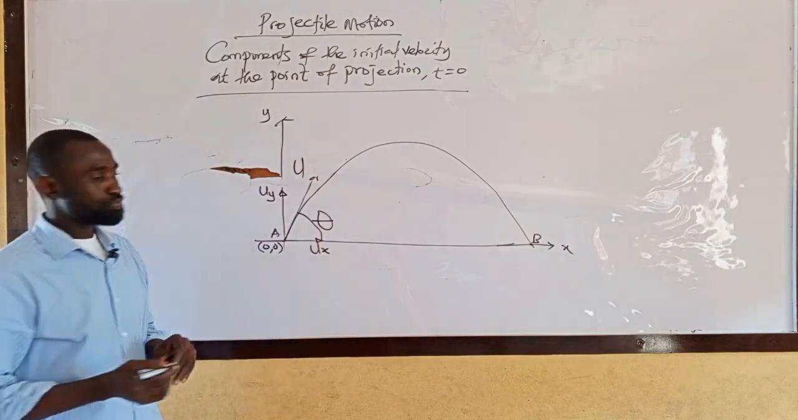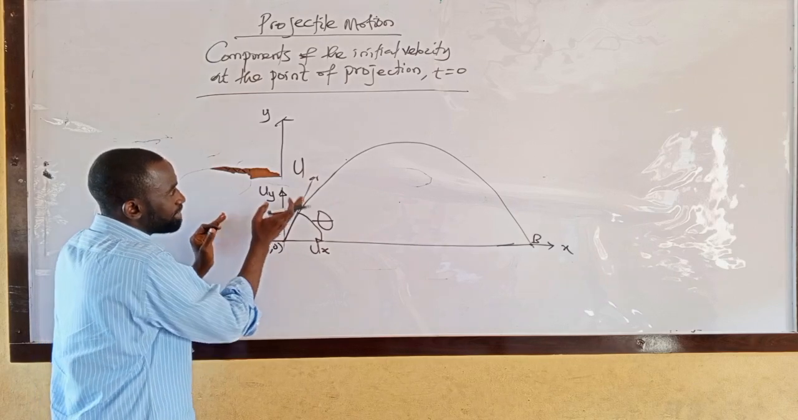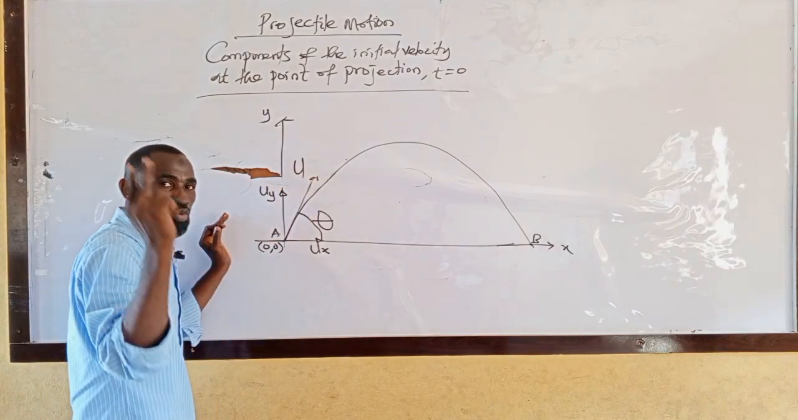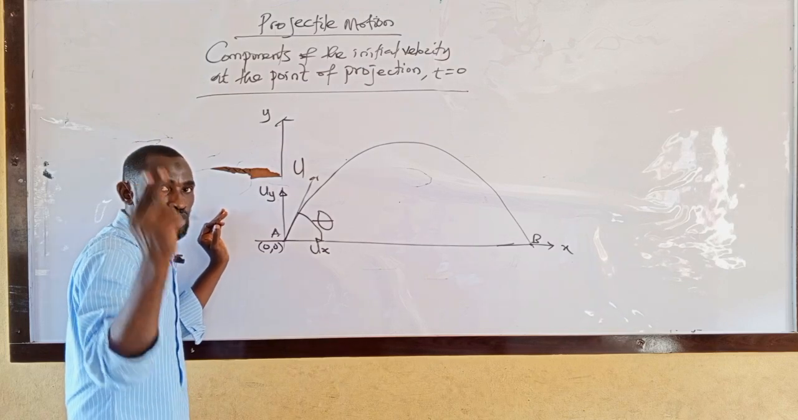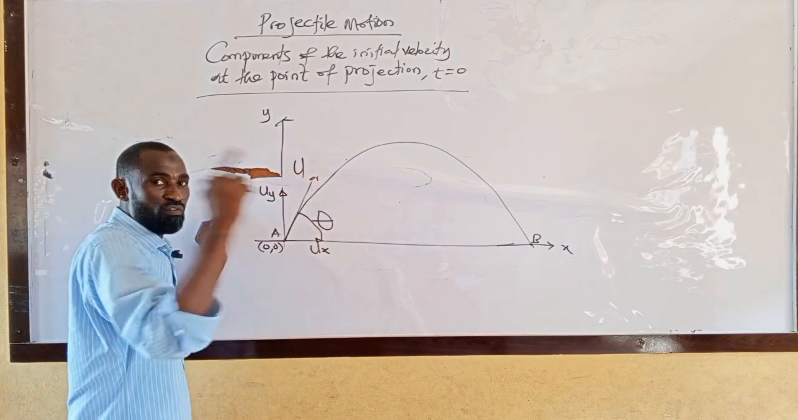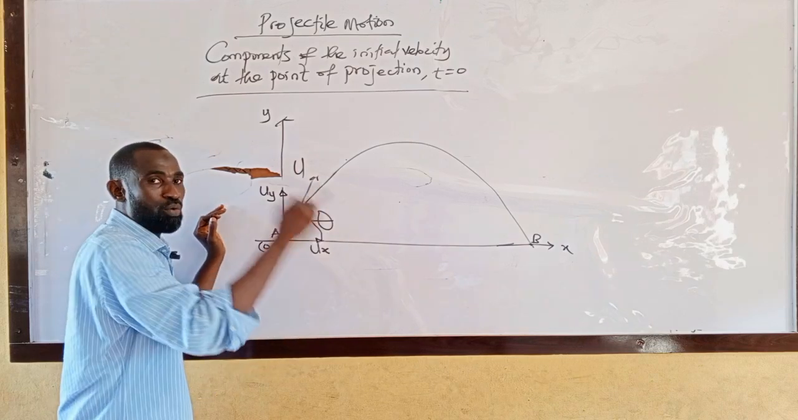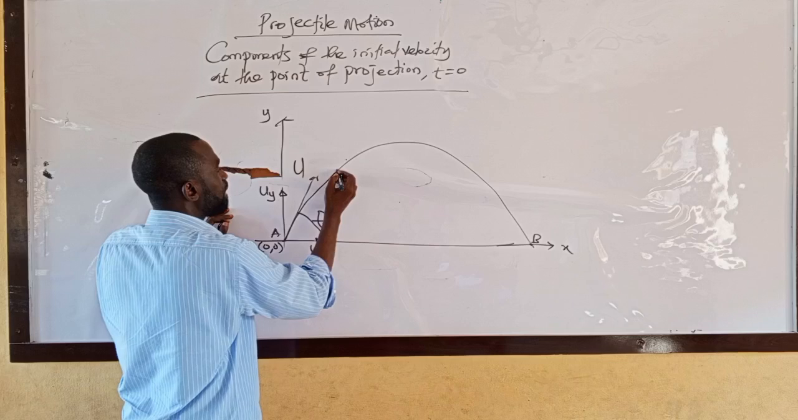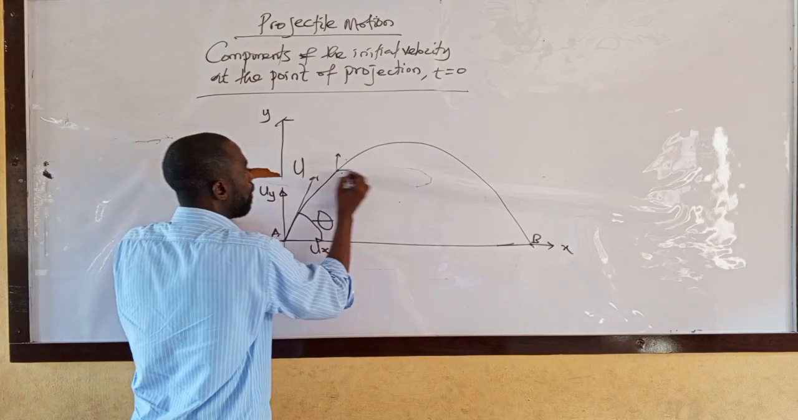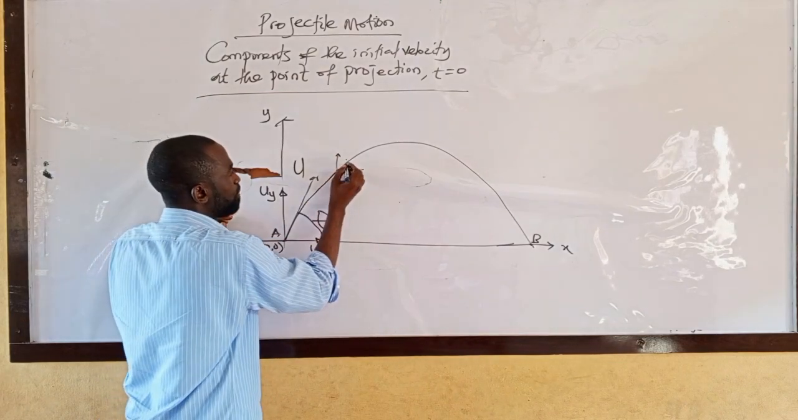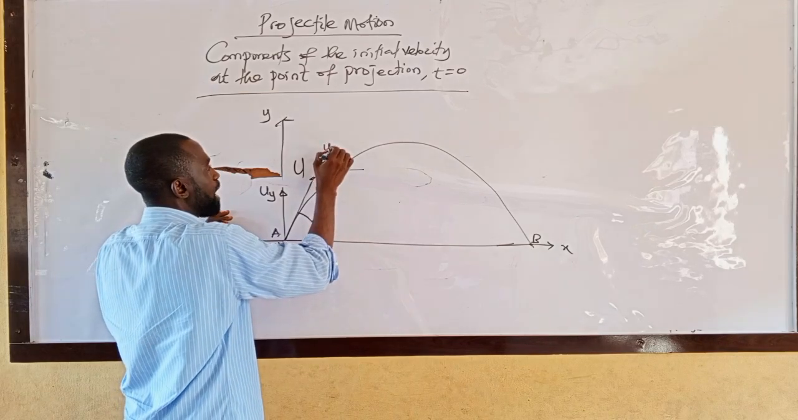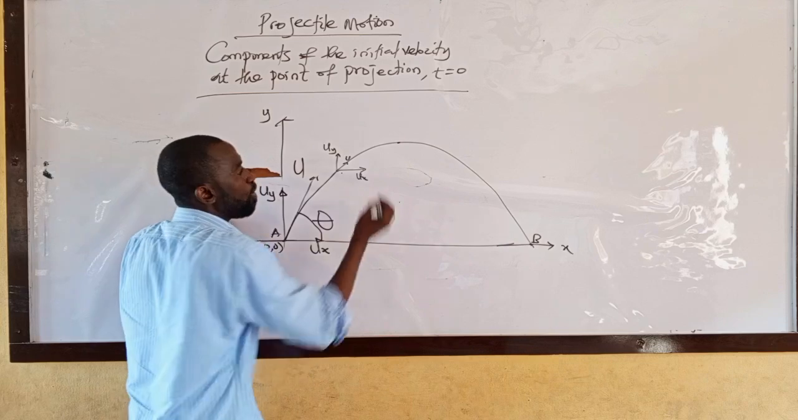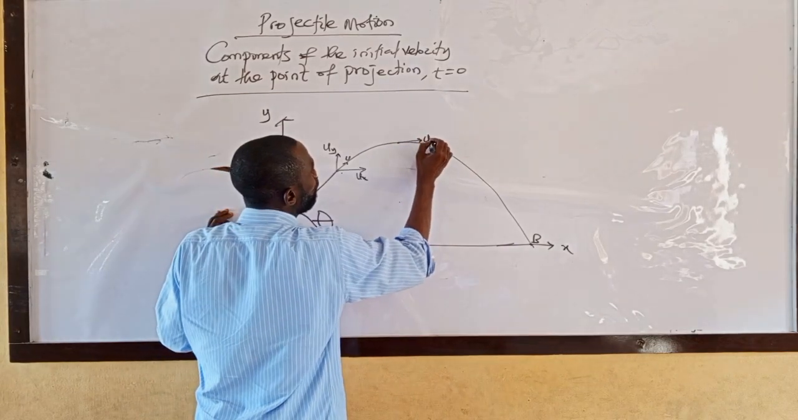So like I told you, this body will be going like this. As the body is going, at any point it has two motions occurring: vertical motion and horizontal motion. At this point, the body will have vertical motion and horizontal motion. Here we have our u, our uy and our ux.